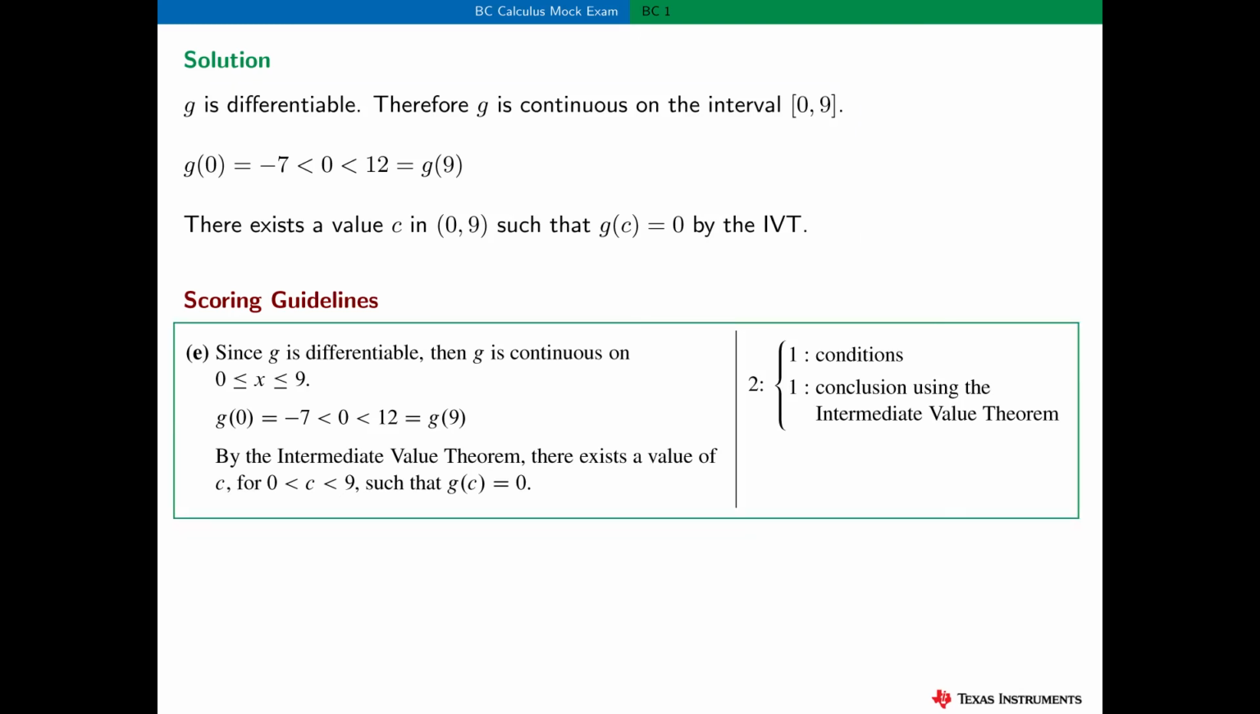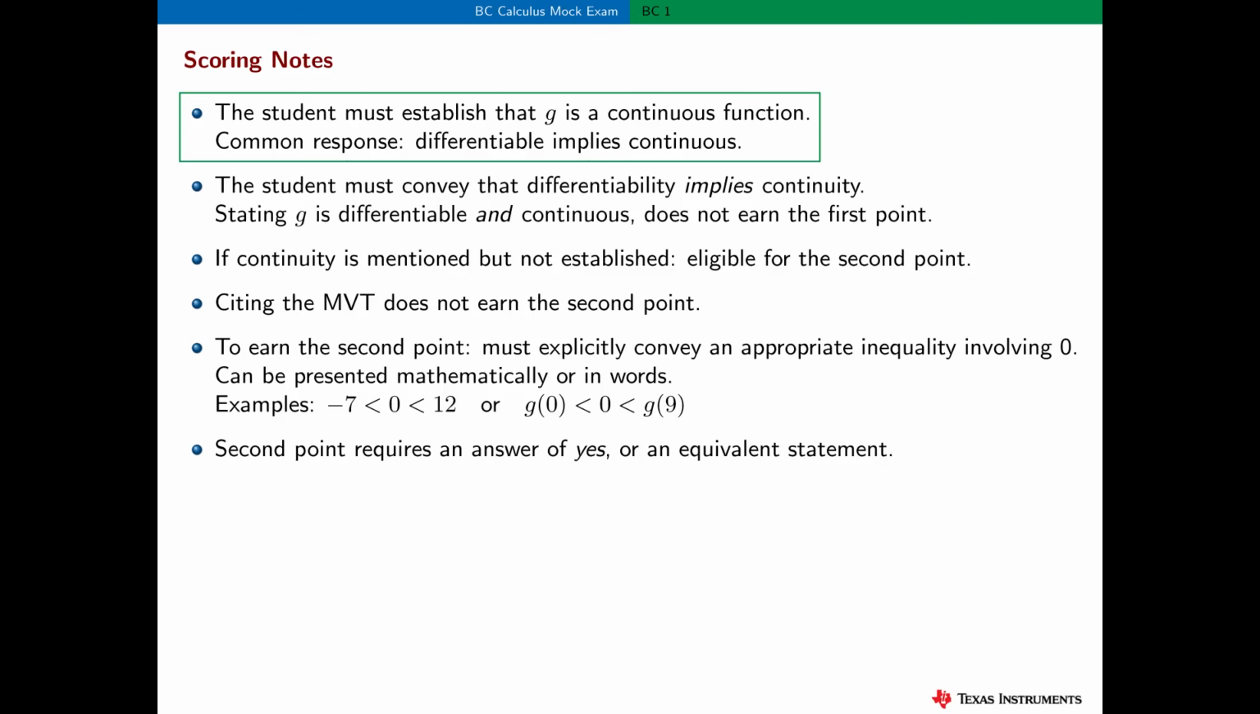Here are the scoring guidelines for Part E, and this problem was worth 2 points. The first point is for stating the conditions necessary to apply the Intermediate Value Theorem, and the second point is for drawing the correct conclusion using the IVT. Here are some interpretations of these scoring guidelines to help understand how points are earned.